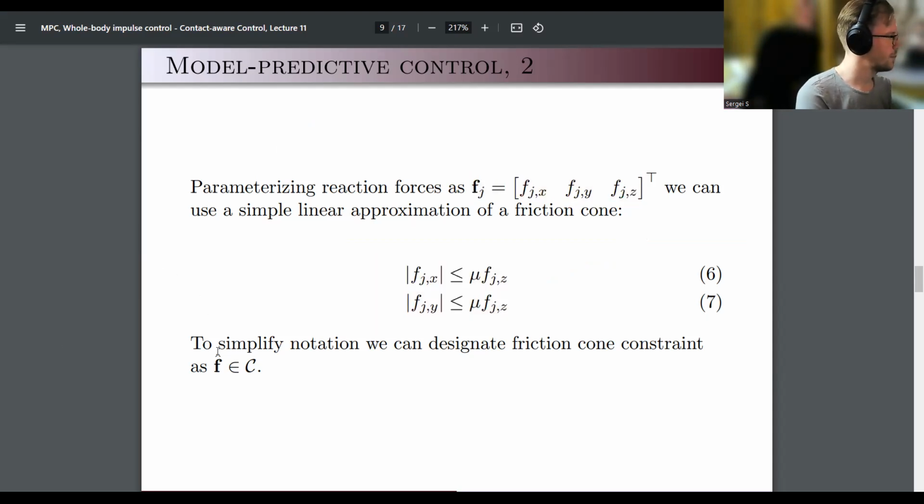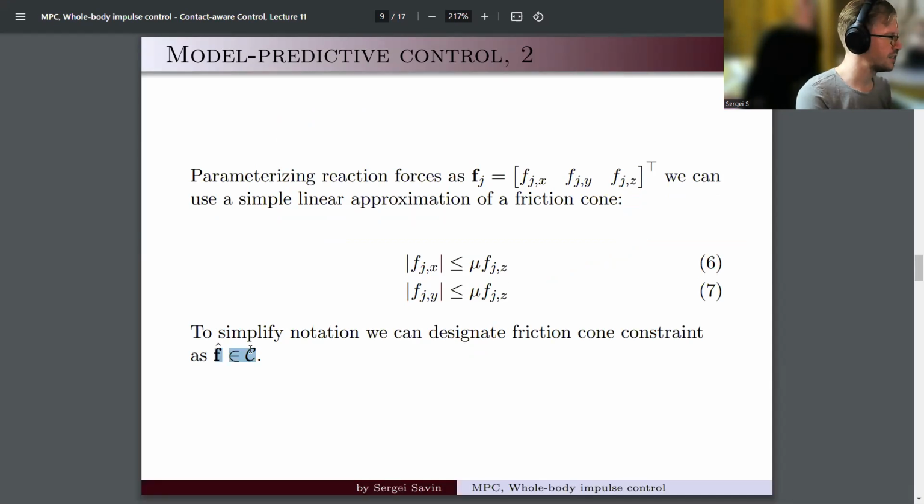All right, I will define this as f hat is in the calligraphic C, right? C cal, cal for calligraphy. So you remember, this is like the calligraphic C. For those of you who are not familiar with LaTeX, LaTeX calls math calligraphy. All right. So calligraphic C describes this friction cone.